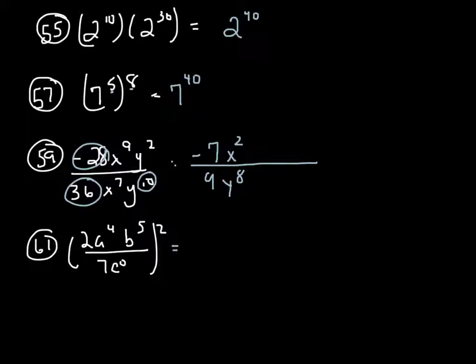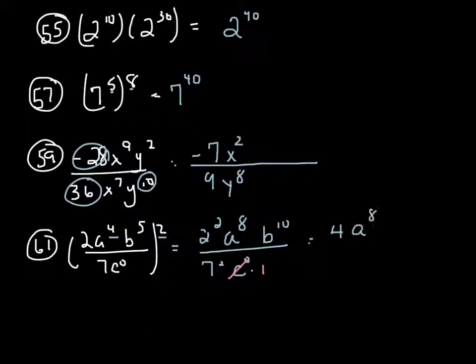Now taking our rational expression here and squaring everything, we get 2 squared times a to the 8th, because exponent to exponent we multiply, b to the 10th over 7 squared c to the 0. But recall that something to the 0 power is 1. So that's going to give me 4, because 2 squared is 4, a to the 8th, b to the 10th, over 7 squared is 49.